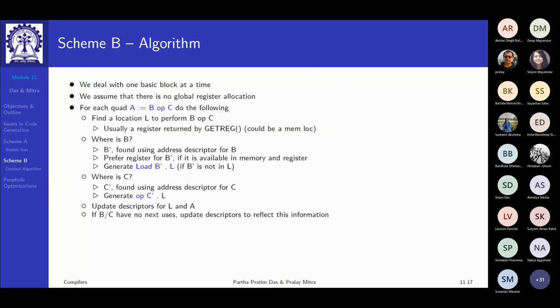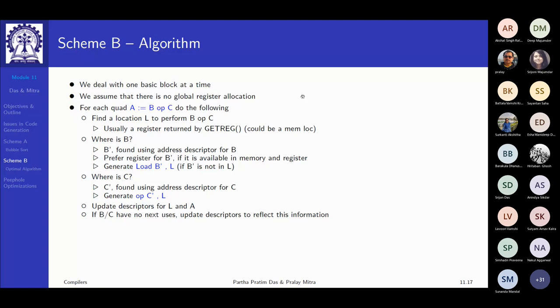Okay, so we have three things done so far. One is the register descriptor data structure, we have the address descriptor data structure, and we have the next use information annotated on the symbol table.